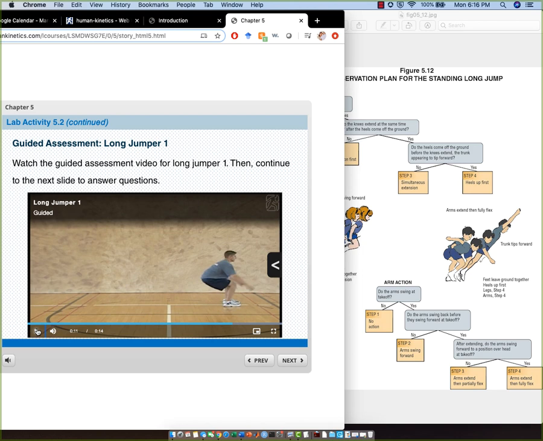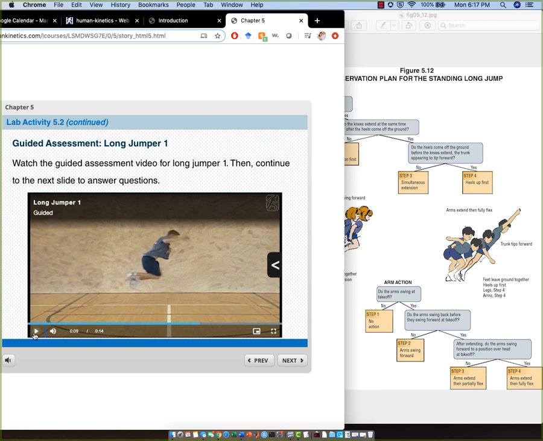So the first question asks, do the arms swing at takeoff? And the answer is clearly yes. So we can move to the next question. The next question is, do the arms swing back before they swing forward at takeoff? So let's watch that one more time. The arms start off forward, they swing back, and they swing forward at takeoff. So the answer is yes for that question.